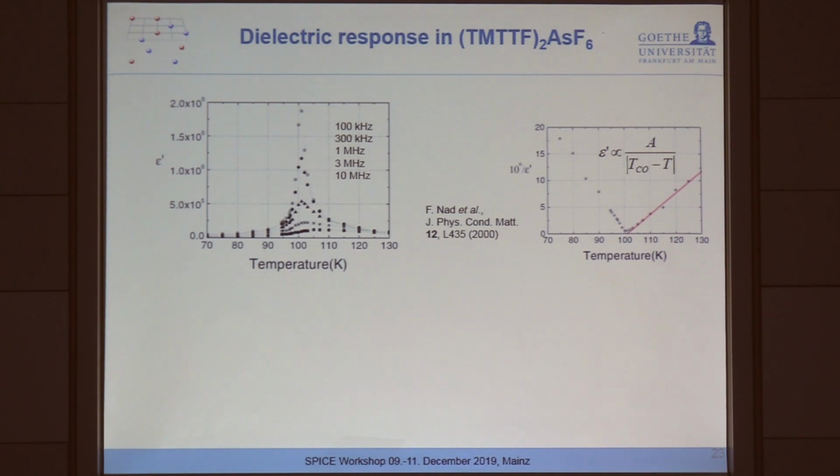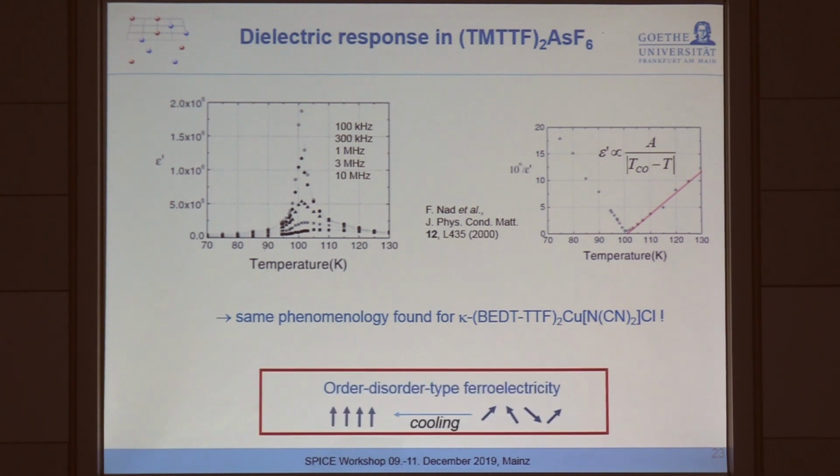Now it's worthwhile to have a quick look back. What is the phenomenology in these Fabre salts? I'll show you here an example. This is this AsF6 compound, measurements of the dielectric constant from Mott. They found a strong frequency dependence of the peak height, but the peak position is practically independent of frequency. If you plot the inverse of the dielectric constant as a function of temperature, you get a straight line, indicating you have a Curie-Weiss-like temperature dependence. And this is the same phenomenology which we observe in our two-dimensional system. This is typical for order-disorder type ferroelectricity, where you have preformed electric dipoles which fluctuate at high temperature and which become ordered upon cooling.